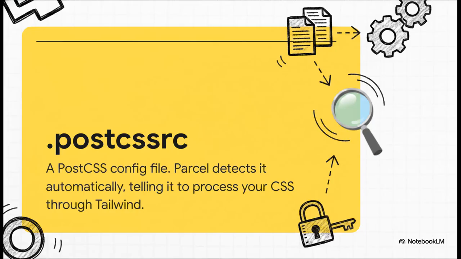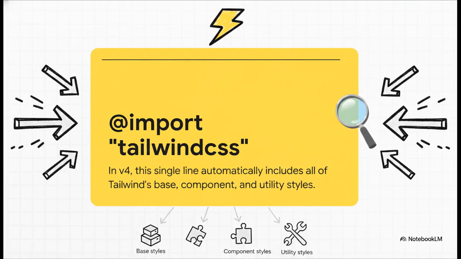Let's go back to that postcssrc file. You can think of it as convention over configuration. Because we're using a standard expected file name, Parcel doesn't need to be told what to do. It just finds the file and knows to process our CSS. The whole integration feels automatic. Now that @import directive is deceptively simple. Behind that one line, the new Tailwind v4 engine is intelligently injecting everything you need: base browser resets, any component styles, and that whole universe of utility classes, all ready for Parcel to process.